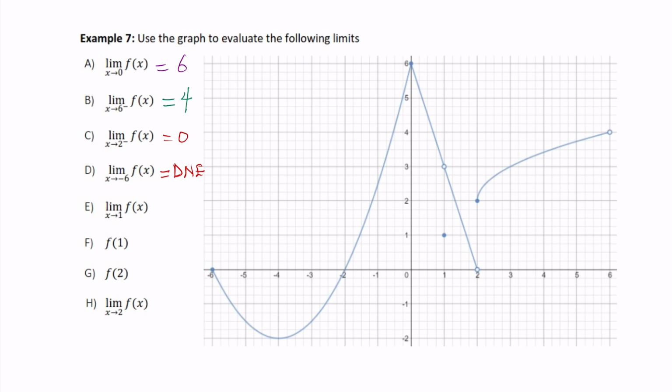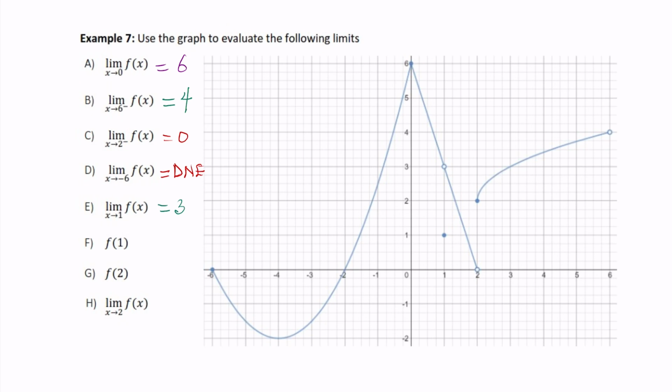The next question says we should find the limit of f of x as x approaches 1. So we locate 1 on our x-axis, and this is the right of 1, this is the left of 1. As I approach 1 from the left, the answer is 3. As I approach 1 from the right, the answer is again 3. So this tells me that the limit of f of x as x approaches 1 is equal to positive 3.